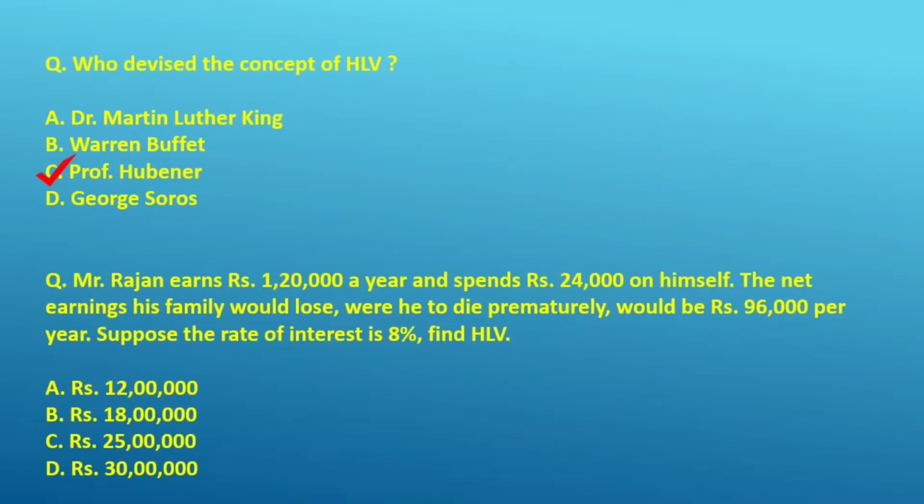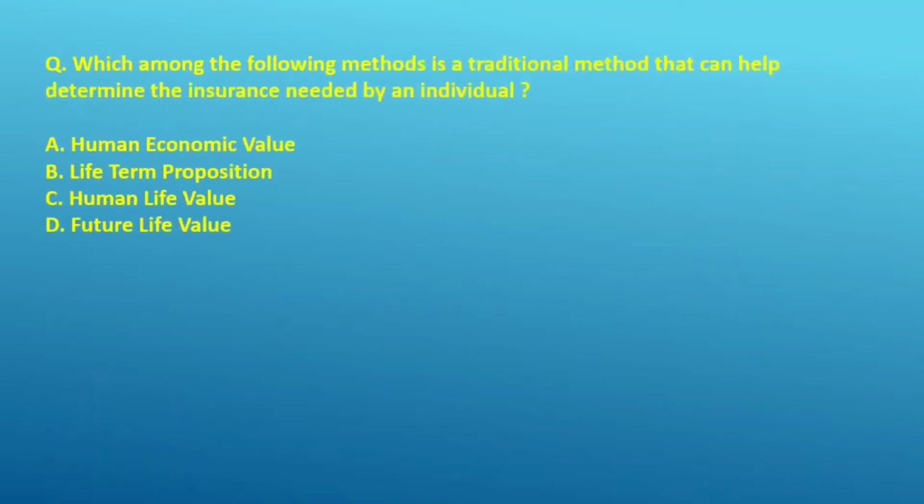So to find out the human life value, what we need to do, interest rate is 8%, that means 8 by 100 is equal to 0.08. So if we divide 96,000 by 0.08, you will get the answer, and the correct answer is rupees 12 lakh. Which among the following method is a traditional method that can help to determine the insurance need of an individual? The answer is human life value, that is HLV.